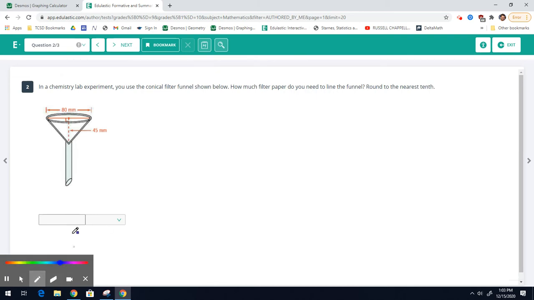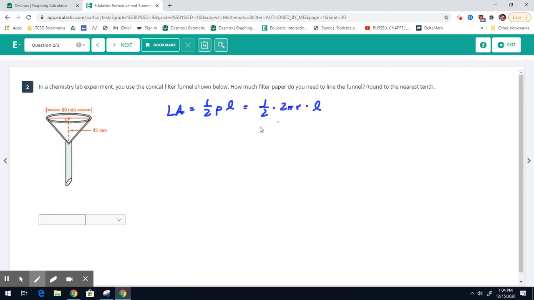Okay, so it says in a chemistry lab experiment, you use a conical filter funnel shown below. Conical means cone. How much filter paper do you need to line the funnel? A funnel is a cone shape, but the top is empty, so we don't need to include the base. So again, this is a lateral area problem. 1/2 the perimeter of the base times the slant height. Now this is a cone, so the perimeter of the base is the circumference, 2 pi r, times the slant height.